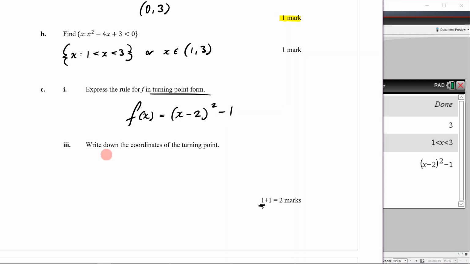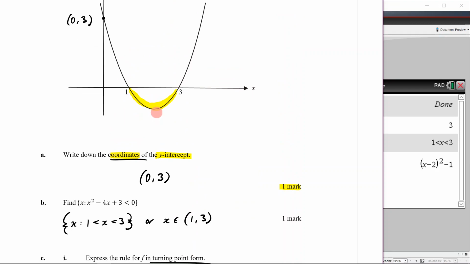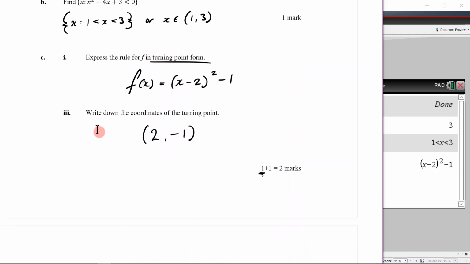Then it says write down the coordinates of the turning point. So we can immediately identify that as 2, negative 1. And let's come up to our graph and put that in as well. So we can say that this point right here is going to be 2, negative 1. So this is 2, this is negative 1. Perfect. Let's now keep moving on.